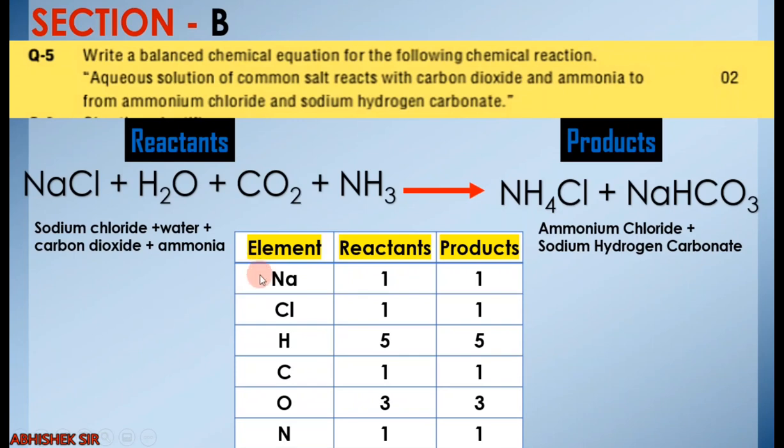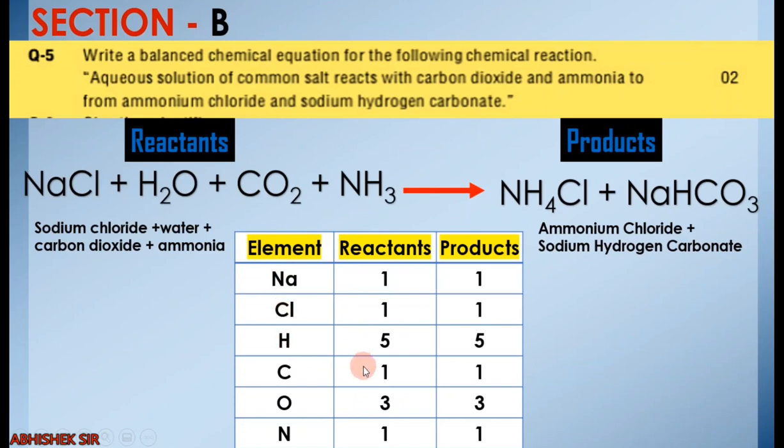Let us see. Elements I have written: sodium, chlorine, hydrogen, carbon, oxygen and nitrogen. Na is there 1, and over here we have 1 Na. Cl we have 1 over here, Cl we have 1. H2 and over here H3. So how many? H5 on the reactant side, and over here we have H4 plus 1 H, that means 5. So it is also balanced.